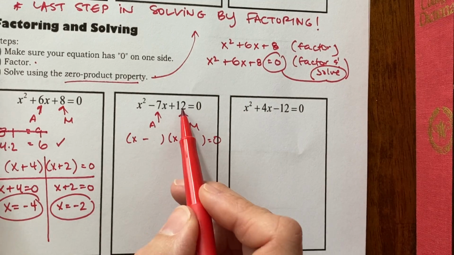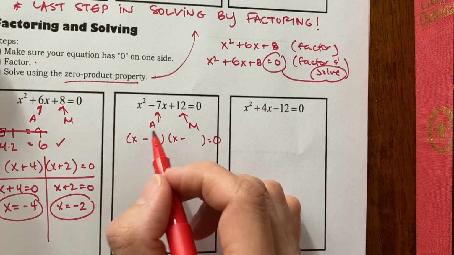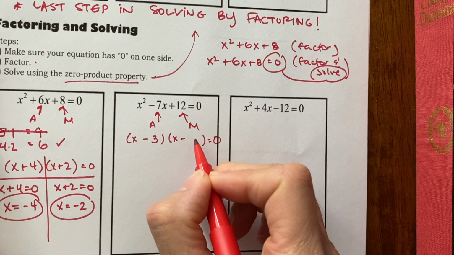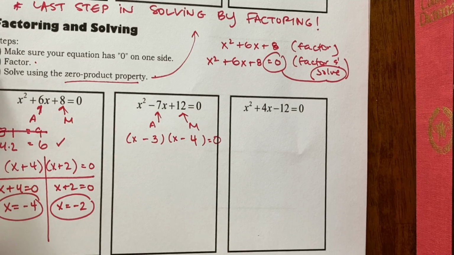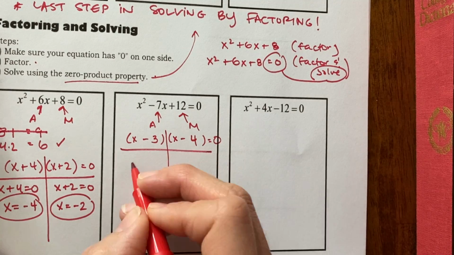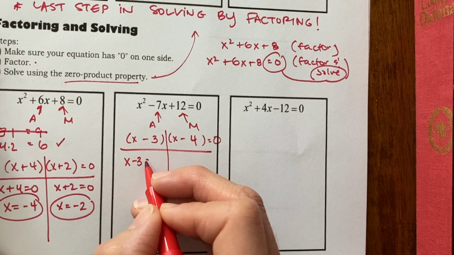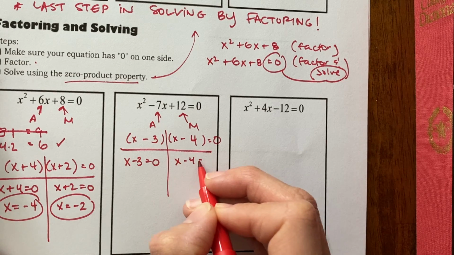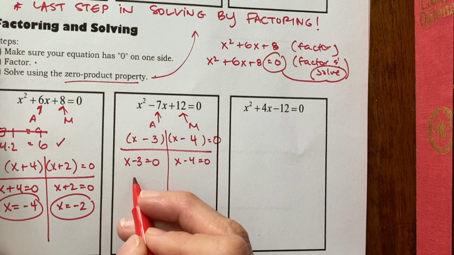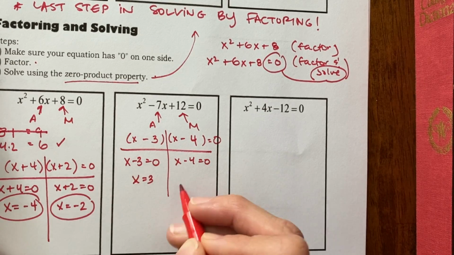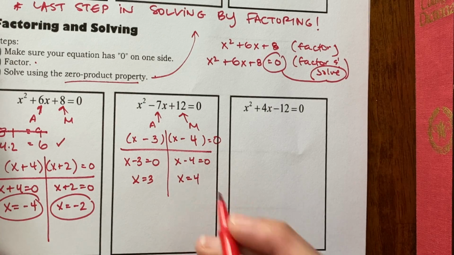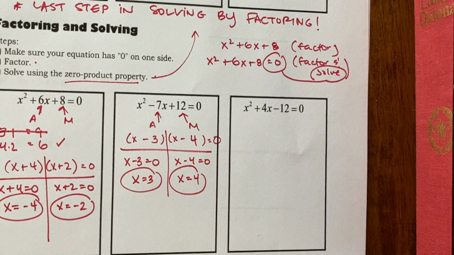So what multiplies to 12 and adds to -7? That would be -3 and -4. So x minus 3 equals 0, x minus 4 equals 0. Add 3 to both sides, you get x equals 3. Add 4 to both sides, you get x equals 4. So those are my two answers.